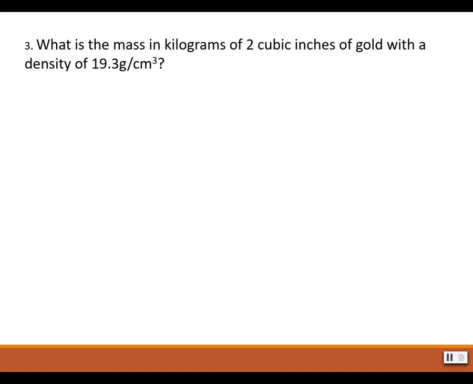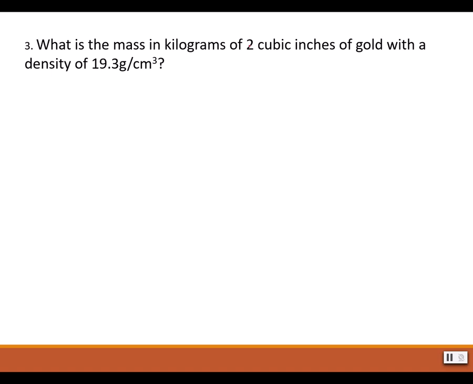One more to round out this chapter. Let's go ahead and do a sort of a math problem and a conversion problem and incorporate density, that topic that we talked about with regards to physical properties of a substance. Let's kind of wrap up all those concepts into this question. And they said, what is the mass in kilograms of 2 cubic inches of gold with a density of this?